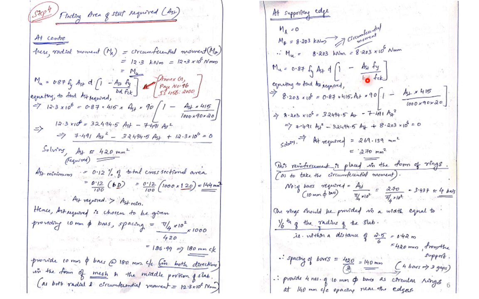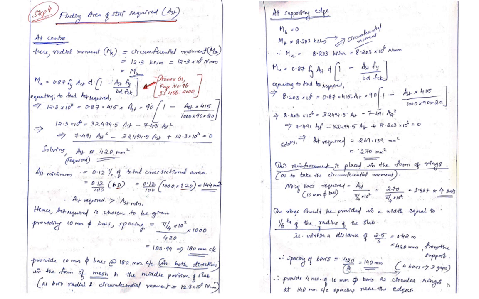So we are substituting in the same equation and finding the AST required. Here the AST required is 270 mm square. So what is the difference here? Here we have considered the radial and circumferential moments at the center. In this case both the values are the same, so we are taking it as MU, substituting in this equation and finding AST.